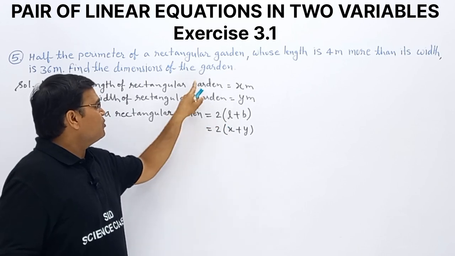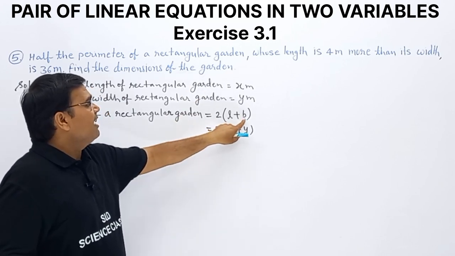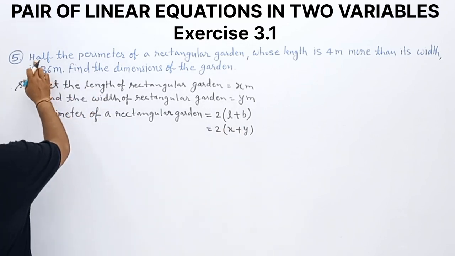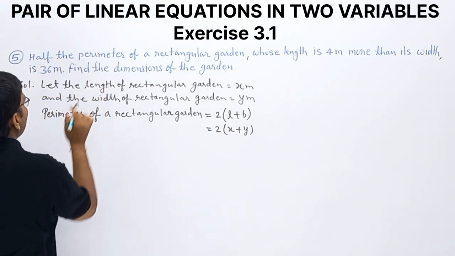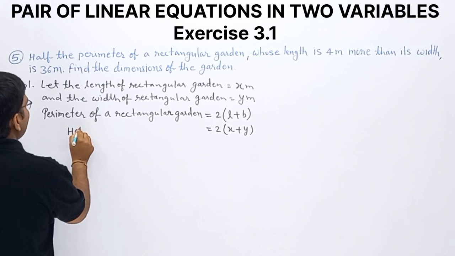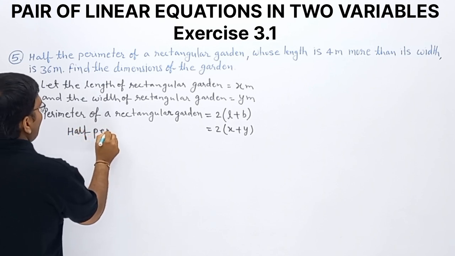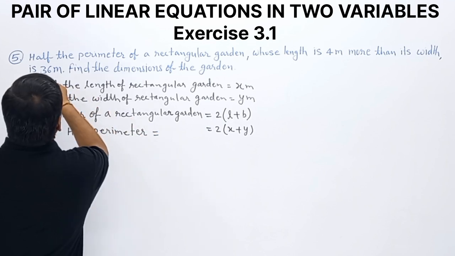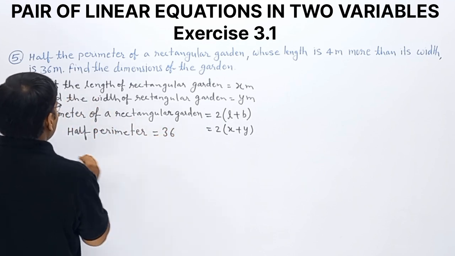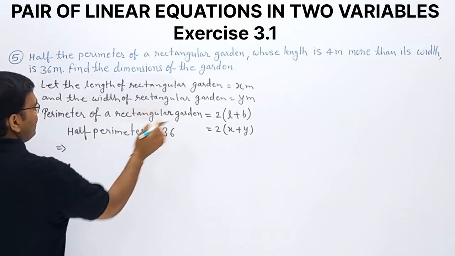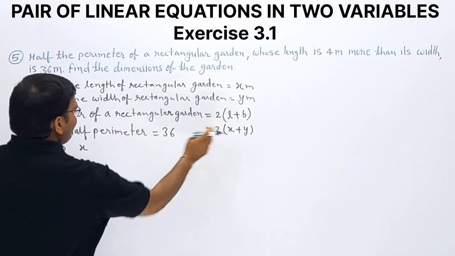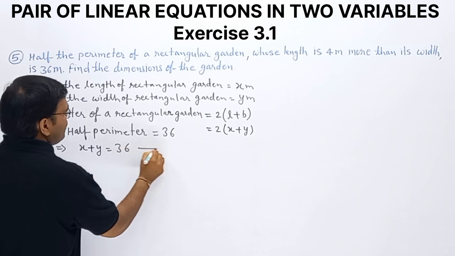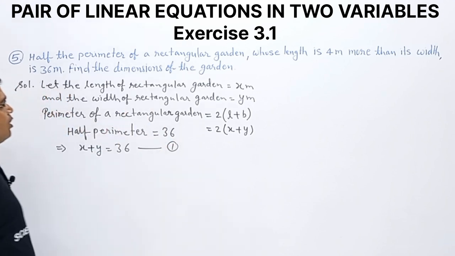Clear? So in this question we assumed length is X and width is Y. So this will be the perimeter. But in the question we have half the perimeter, half perimeter equal to 36 meters. So half of this perimeter, this divided by 2, X plus Y will be 36. This is equation number 1.